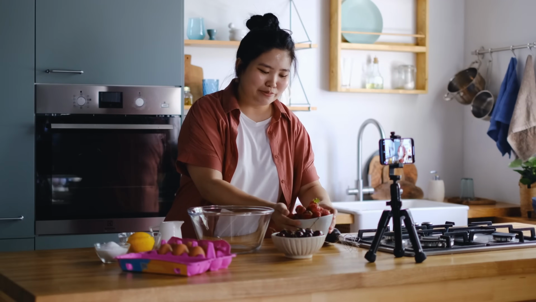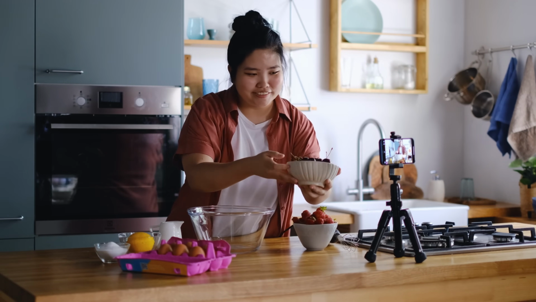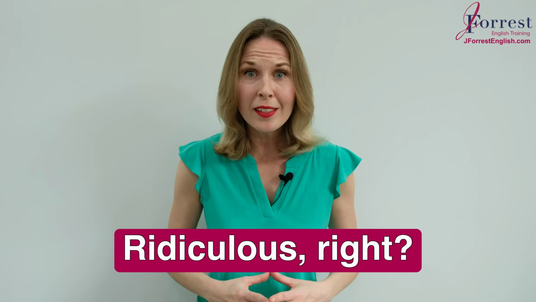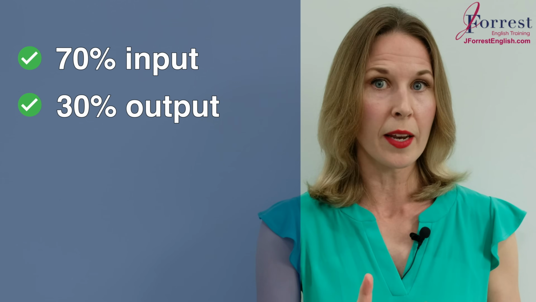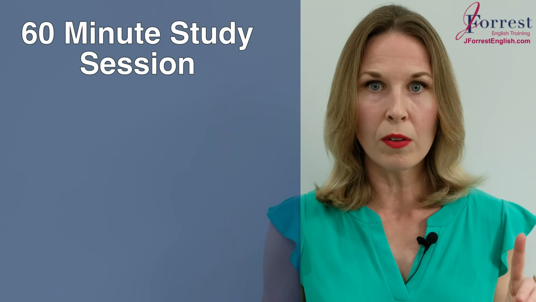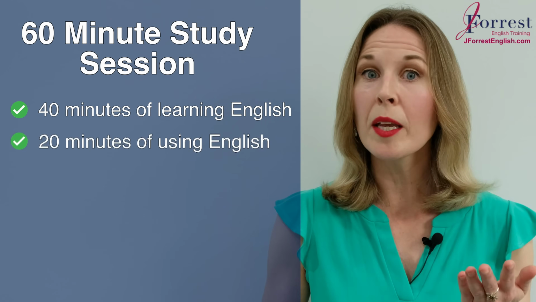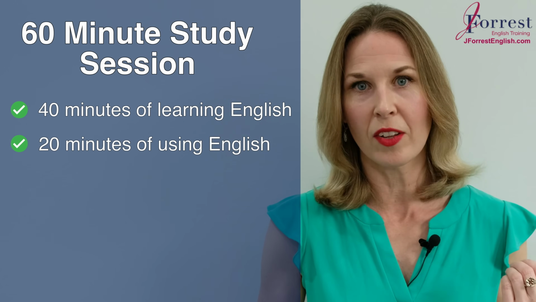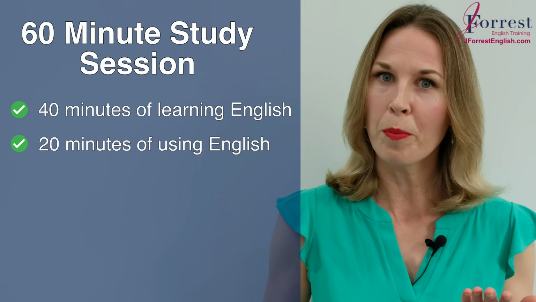Imagine learning how to cook by only watching cooking shows and never turning on your oven. Ridiculous, right? Aim for a ratio of 70% input and 30% output. So if your study session is 60 minutes in total, that's about 40 minutes of learning English and 20 minutes of using English. How does that compare to your current ratio of input and output?